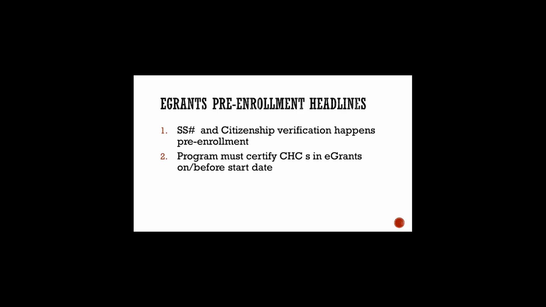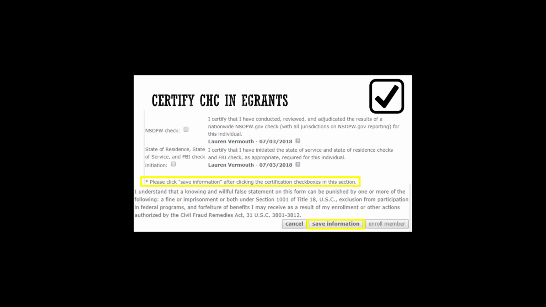Two boxes have been added to the enrollment screen requiring program staff to certify that they have conducted, reviewed, and adjudicated a compliant NSOPW check and have initiated the state and FBI checks. You aren't entering the dates, but there is a timestamp for when you click the boxes in eGrants. Please double check your documentation before clicking these boxes. Keep in mind that a member can't be enrolled before these certification dates.